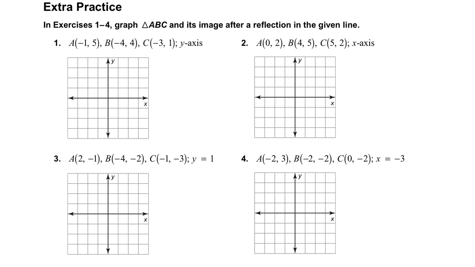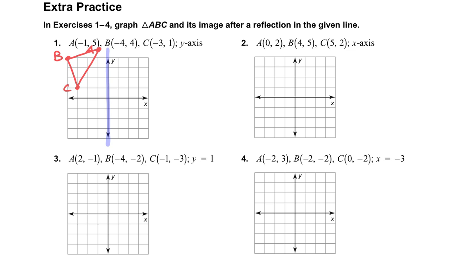I'm going to plot the point (-1, 5), which is way up here. That's going to be my A. Then I'm going to plot (-4, 4), which is right here. This is my B. And then (-3, 1), that is C. And I'm going to connect these and make a triangle. Now I want to reflect this over the y-axis, which is right here.